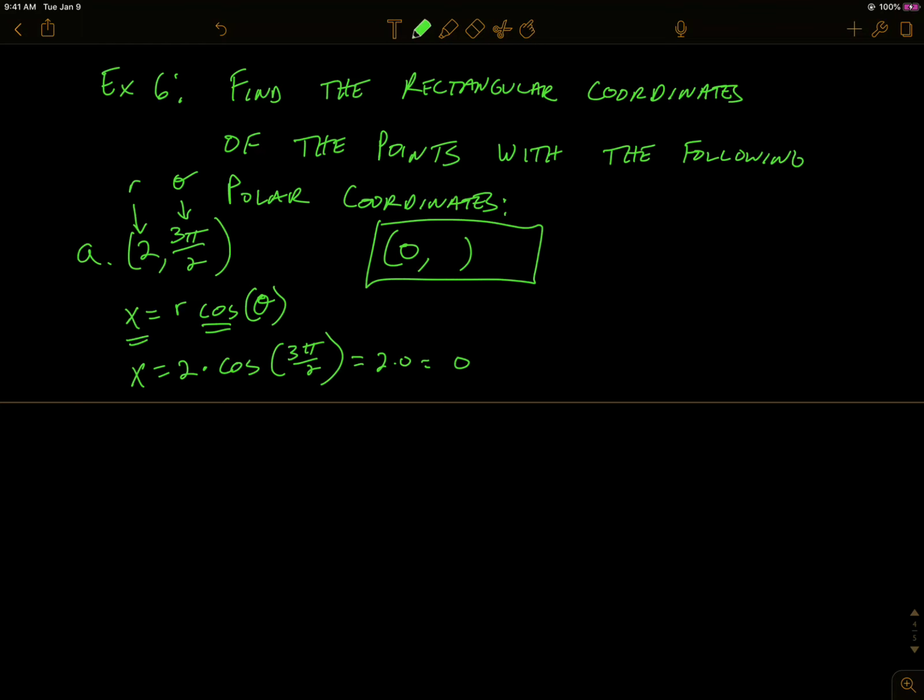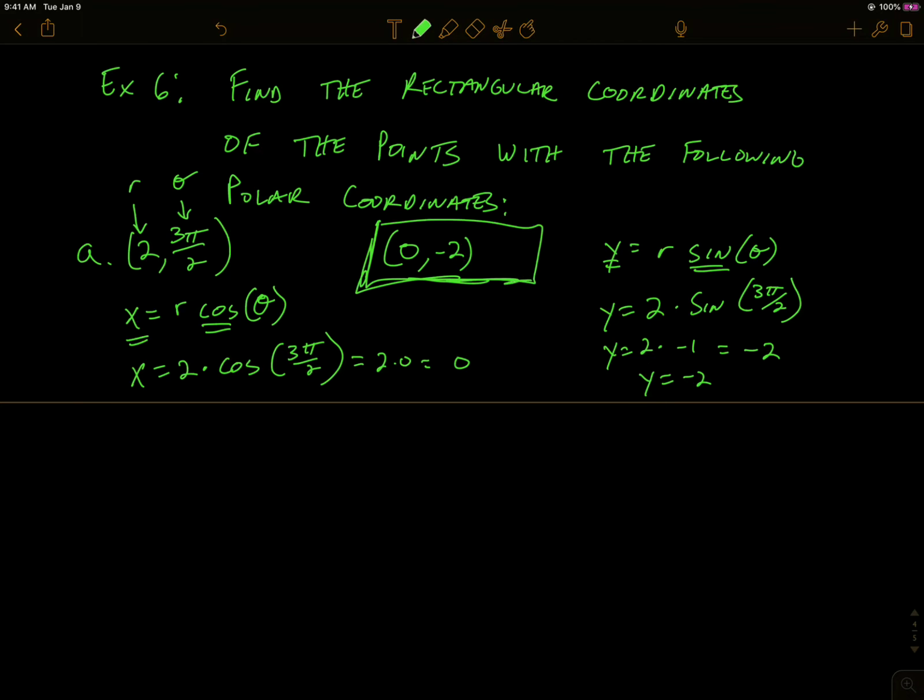Now for our y-coordinate, y equals r sine theta. Again, it's easy to remember because we've associated r with our sine values, right? So y is going to be my r from my given polar coordinate, 2, times sine of 3 pi over 2. What does that equal? Sine of 3 pi over 2 is -1. So 2 times -1 is -2. So now we have our y-coordinate is -2. There we go, this is our answer.